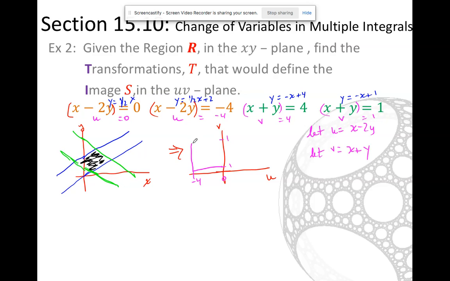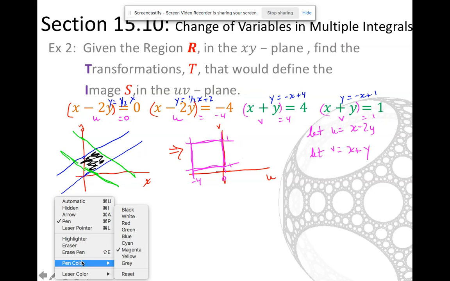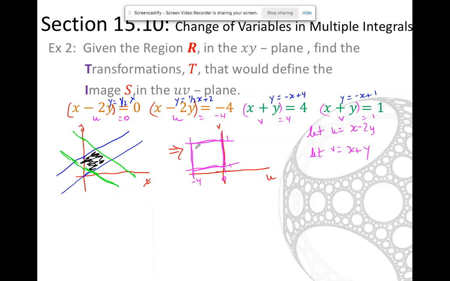Look at the region I now have. Horizontal and vertical lines. As a domain region, who would you rather have? I hope you can see that this region S is more desirable than this region R as a region to integrate over. I've got a bunch of constants here.